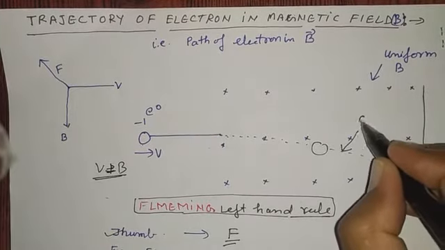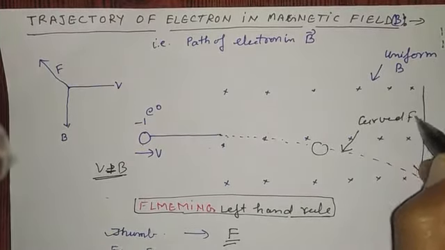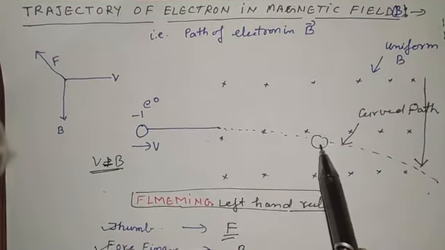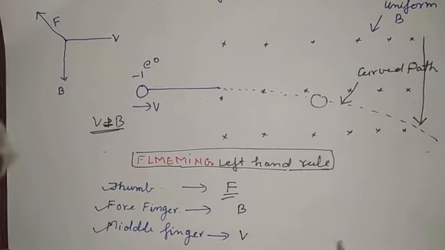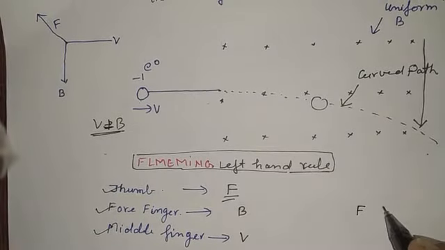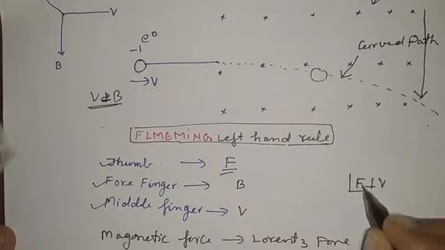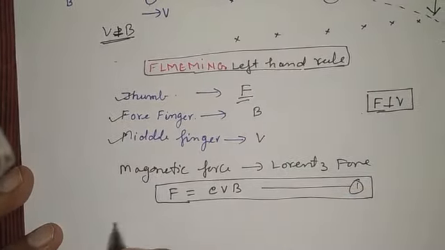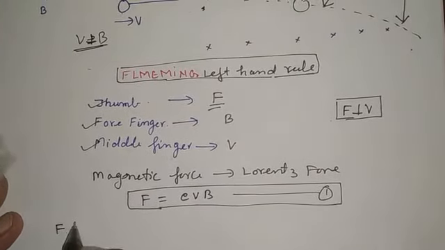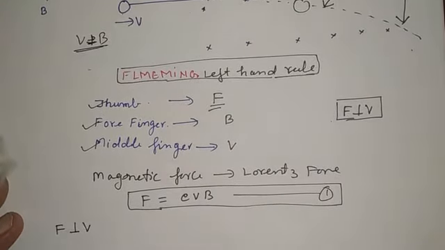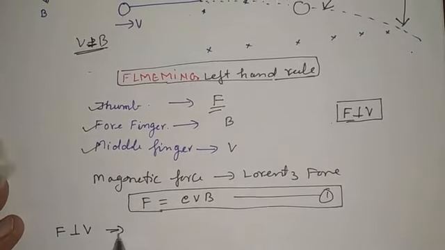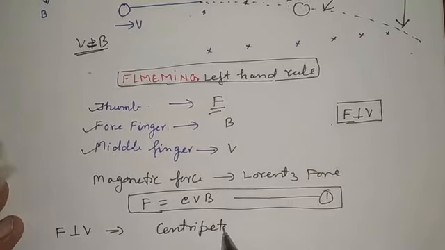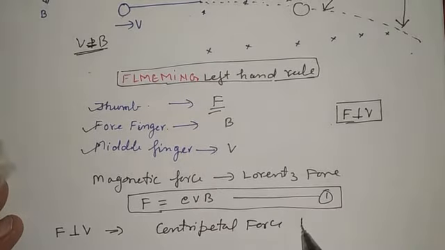This is the curved path. See here in this diagram, the direction between magnetic force and velocity is mutually perpendicular. As a result, when magnetic force is perpendicular to the direction of motion of electron, it provides centripetal force to the electron.